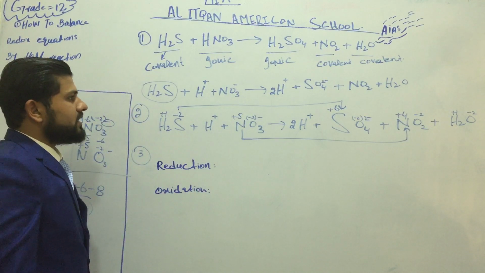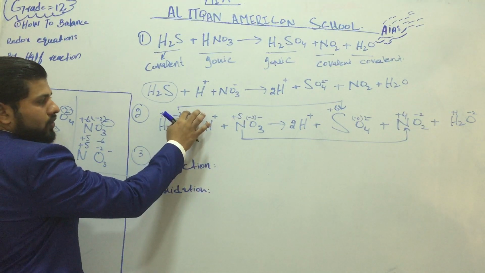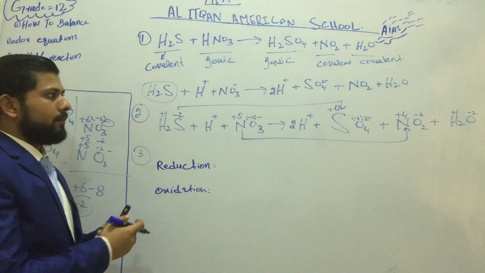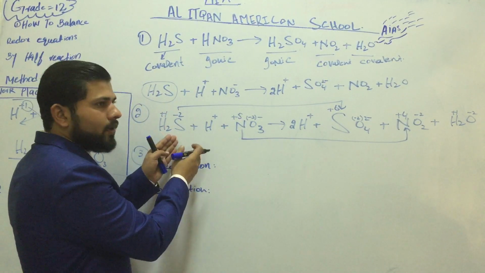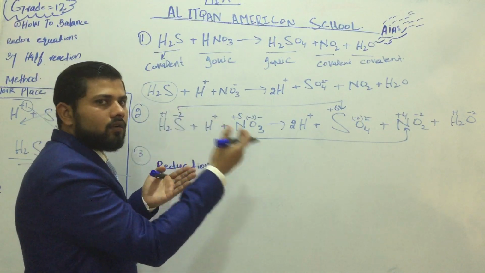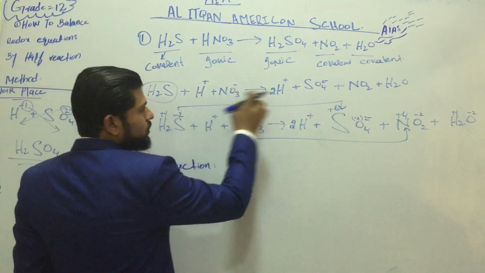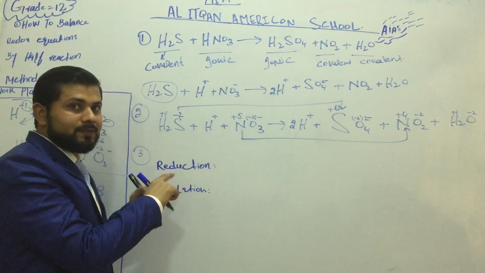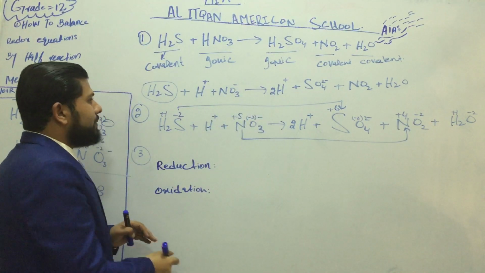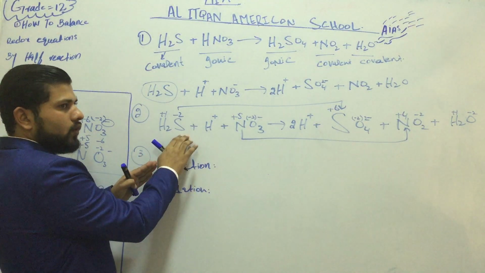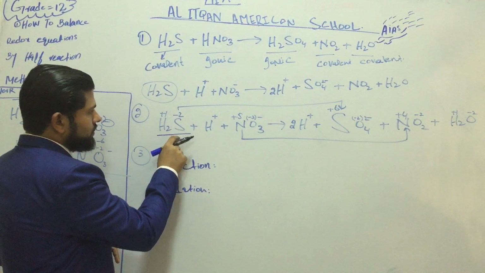Alright, if the oxidation state becomes more after the reaction, that means this element or this compound or that ion is oxidized. As you can see here, it's -2 and it's going to become +6. So this number is becoming more. Yes, -2 to +6. So this is oxidized. But you are not supposed to write only S. You have to write the whole compound where S exists. So this is oxidation.